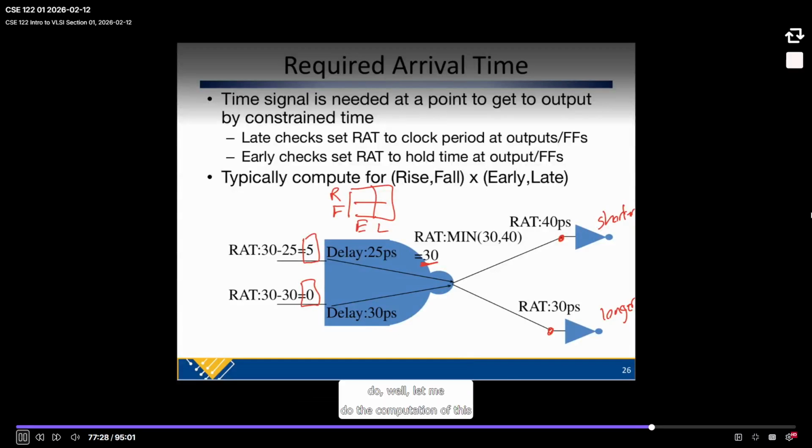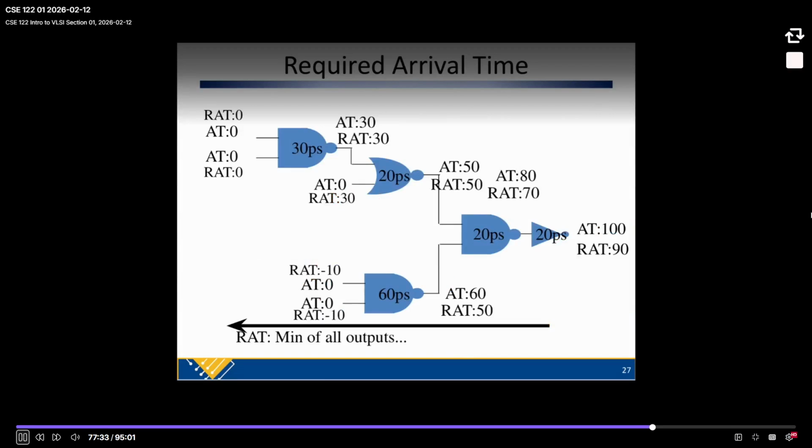The next slide we're going to go to. Well, let me do the computation of this first. We do the same thing for a circuit. In this case, I'm going to say the required time at the output is 90. How do I know it's 90? Well, this might come from a flip-flop or go to a flip-flop. When does it have to arrive at that flip-flop?